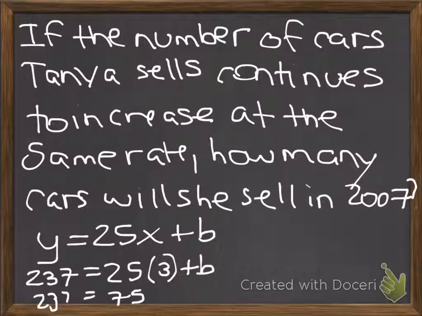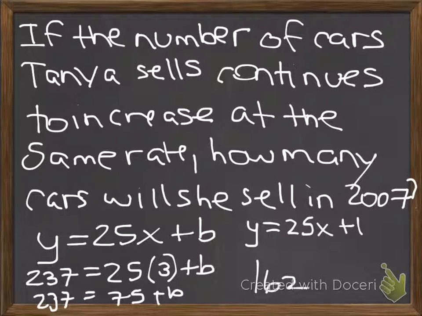So we solve for b. We get 162, so our equation is y equals 25x plus 162. Now it asks us to solve to find out how many cars she will sell in 2007. So if we use the same idea as before, 1998 to 2007 is 9. So that's going to go in for y, and we're going to find x.